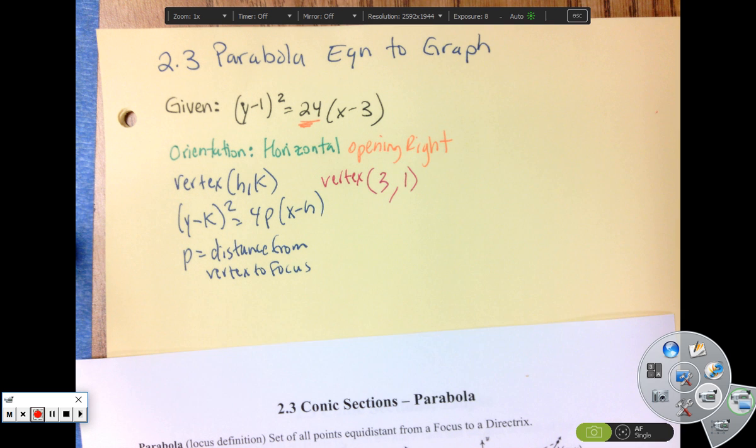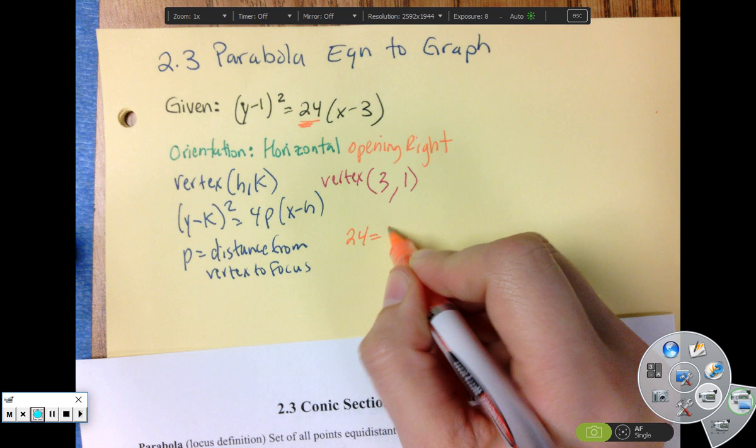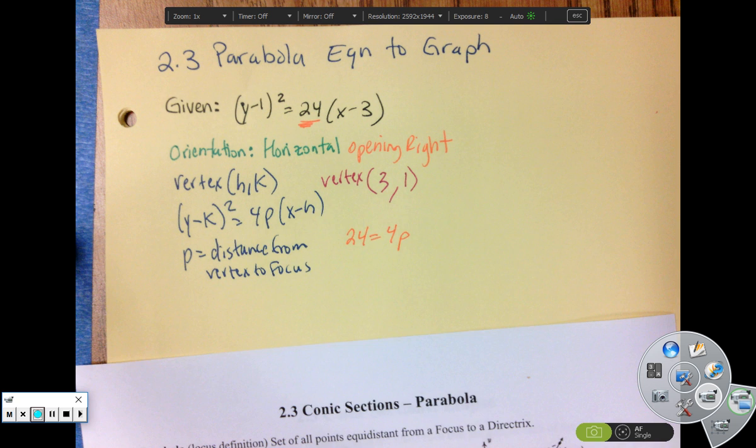Now I've got to figure out my focus. To figure out the focus, I need to know my p. So I can see 24 equals 4p. So if I divide 24 by 4, I'll find out that p is 6.